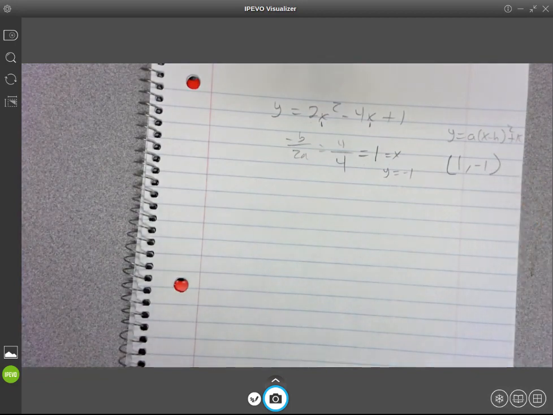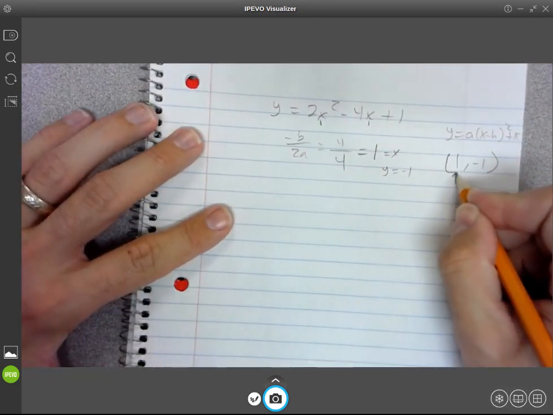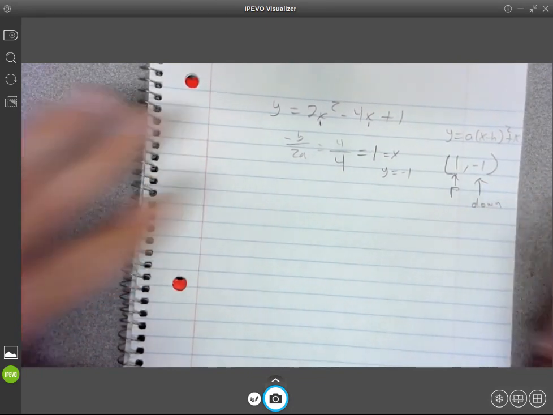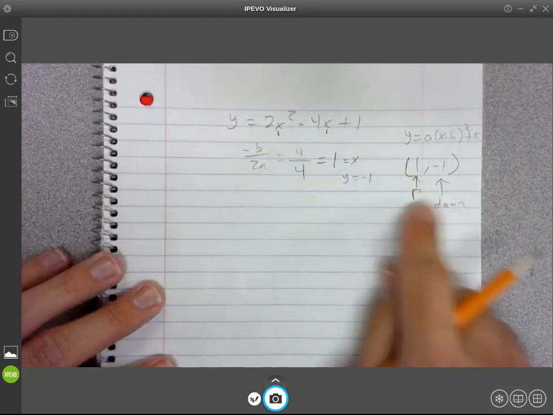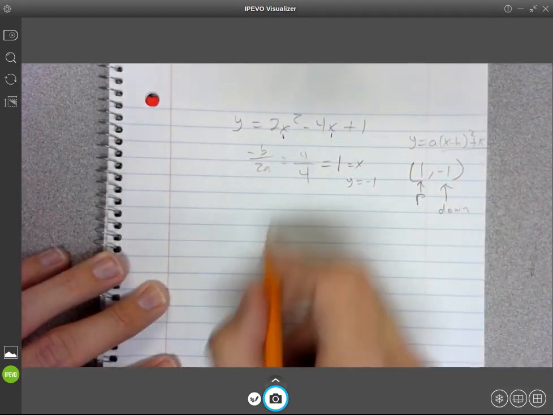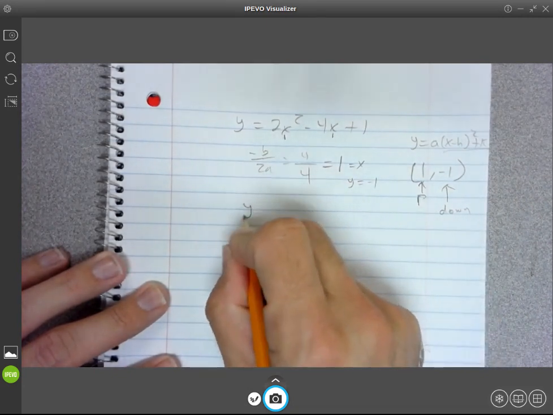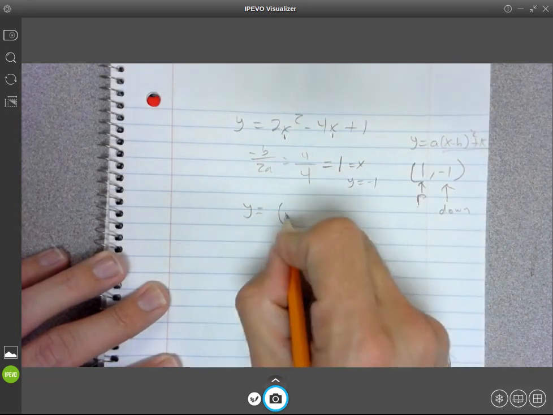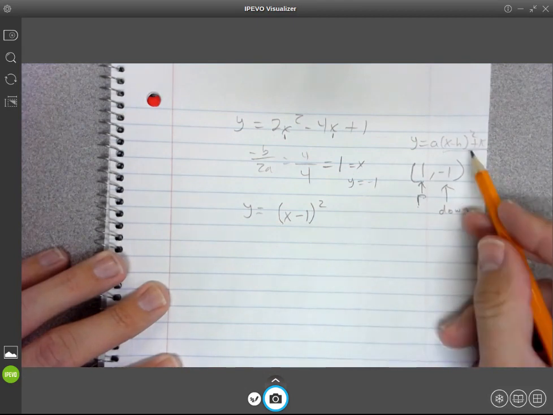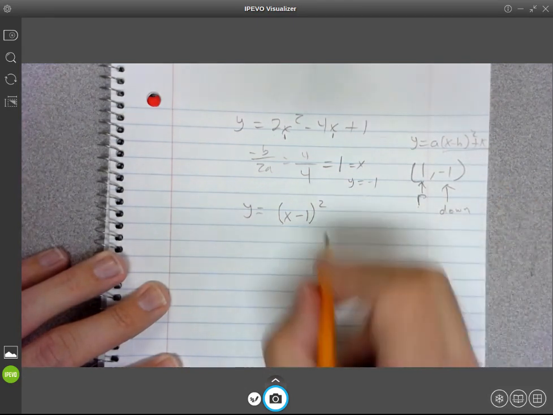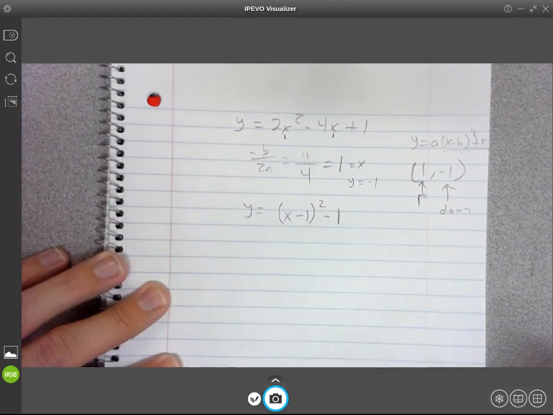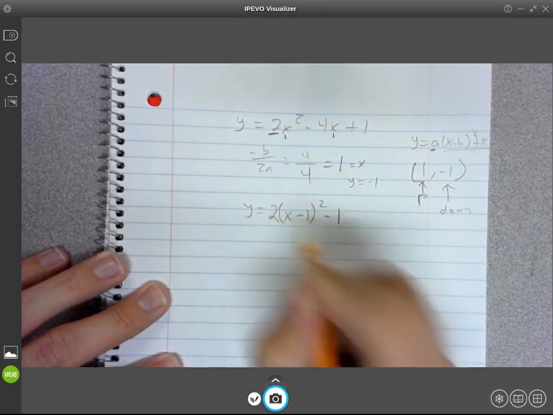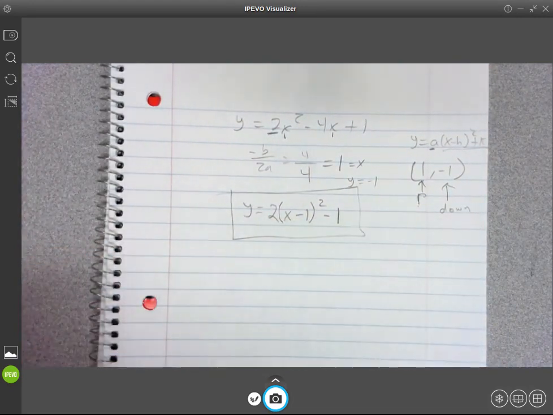Now, if you're doing this the right way, this thing is moving 1 unit to the right and 1 unit down. If you were writing this in vertex form, that would equate to y equals, for 1 unit right, we need to subtract on the inside, so x minus 1 squared, and then plus k, but we're going down 1 unit, so that's a minus 1 there too. And then whatever the a term here is the same a term out here, so I'll put a 2 out here. So that's the right answer, and that's the right way to do it.